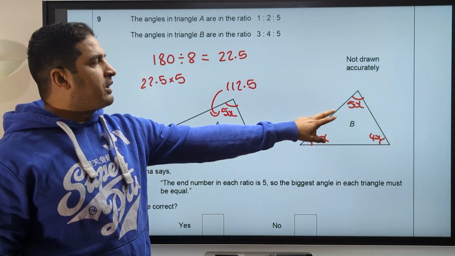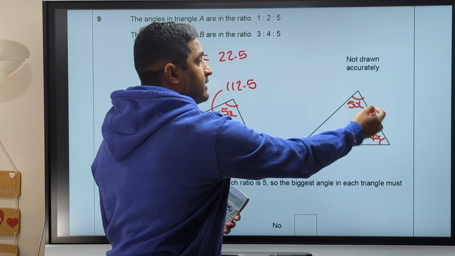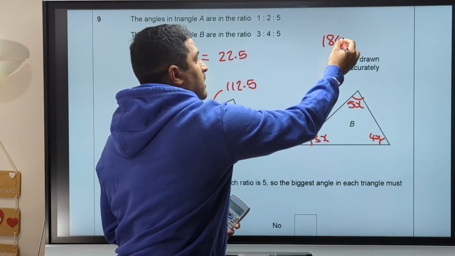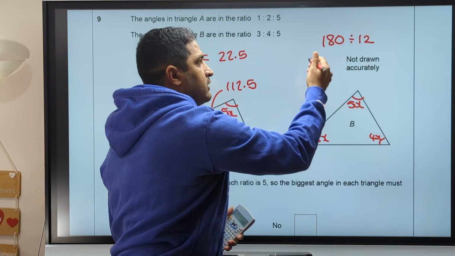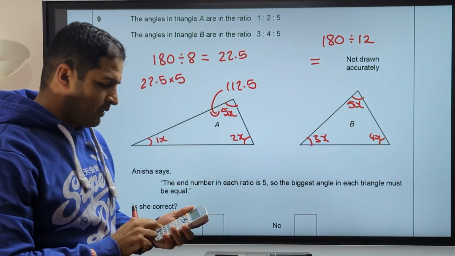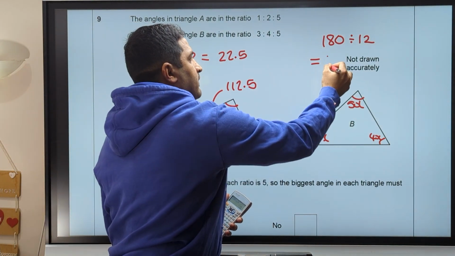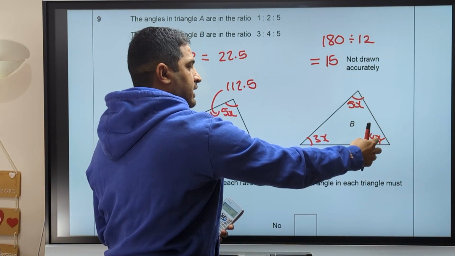Now I need to do the similar thing to work out what that 5x is. But this time these x's don't add up to 8, they add up to 12. So I'm doing 180 divided by 12. Why? Because there's 12 x's altogether. So one of the x is going to be 180 divided by 12, which gives me 15. So this angle here is 45, this angle here is 60.